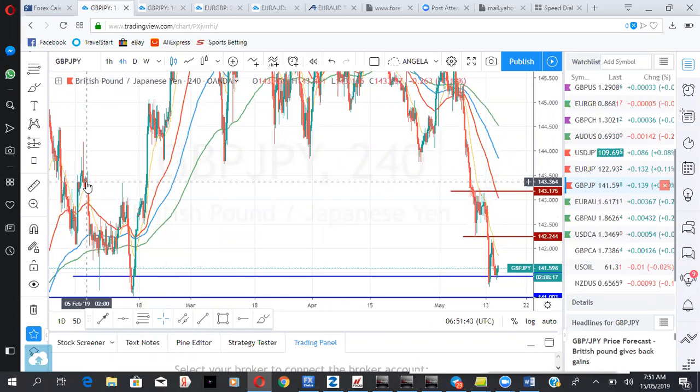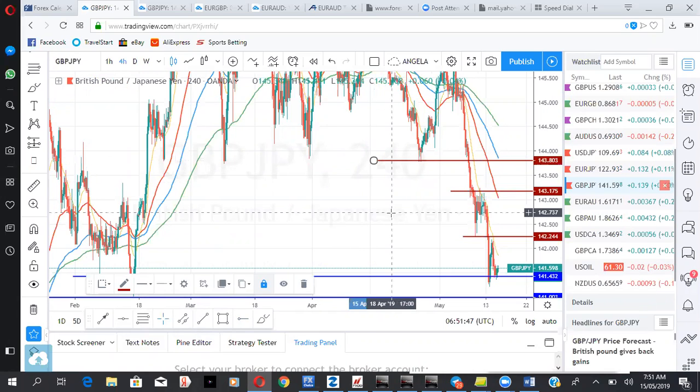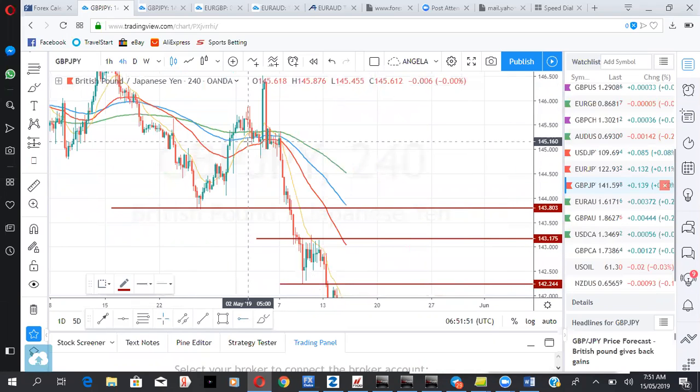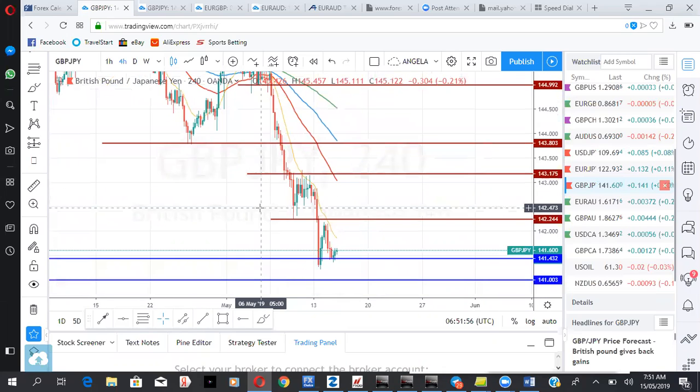Okay. And then the next level of resistance comes in here, while the next level of resistance comes in further up. So that's just basically it for the US, for the pound yen.